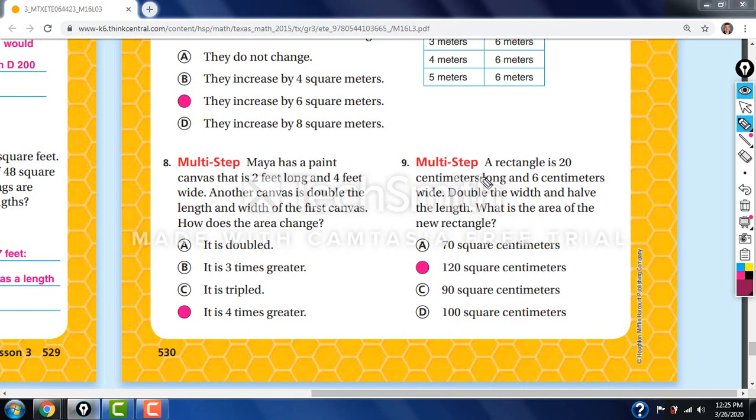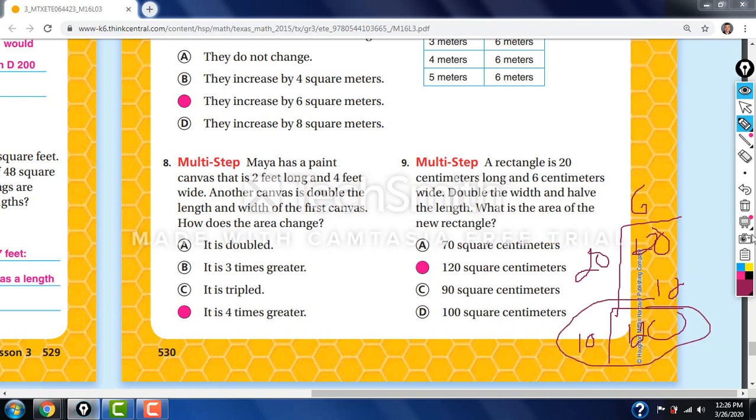A rectangle is 20 centimeters long and 6 centimeters wide. Let me draw what I know. 20 centimeters long. There it is. And 6 centimeters wide. Right now, I'll figure out the area. What's my area? 20 times 6 is 120. Double the width and half the length. All right, that's easy. Double the width. So this is my width here, 12. Half the length. Here's my length, 10. Now I get my area, 120. Lo and behold, what is the area of the new rectangle? It is the same as the first one. Your answer is 120.